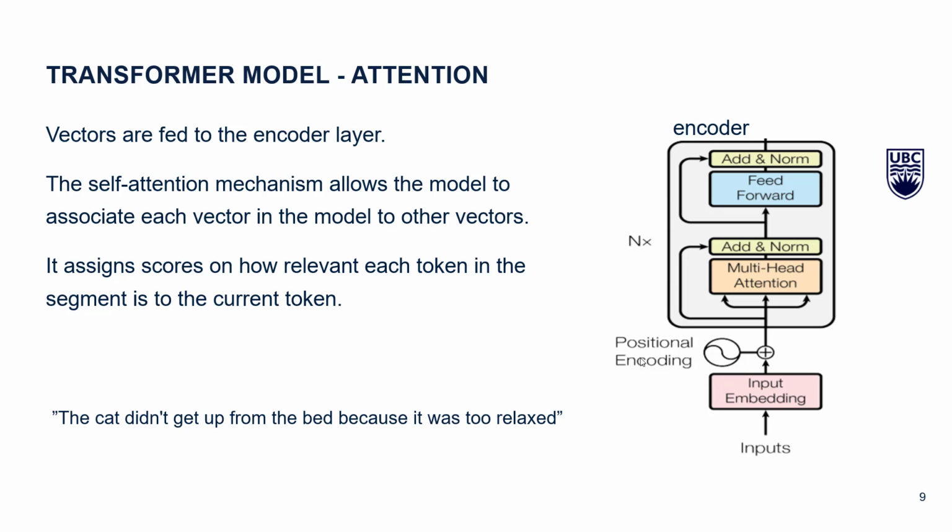Then, the vectors will be fed to an encoder layer of the model. So the first sublayer, the multi-head attention sublayer, uses something called self-attention. The self-attention mechanism allows the model to associate each vector in the model to other vectors, or it will allow a model to associate certain words with other words. It assigns scores on how relevant each token in this segment is to the current token.